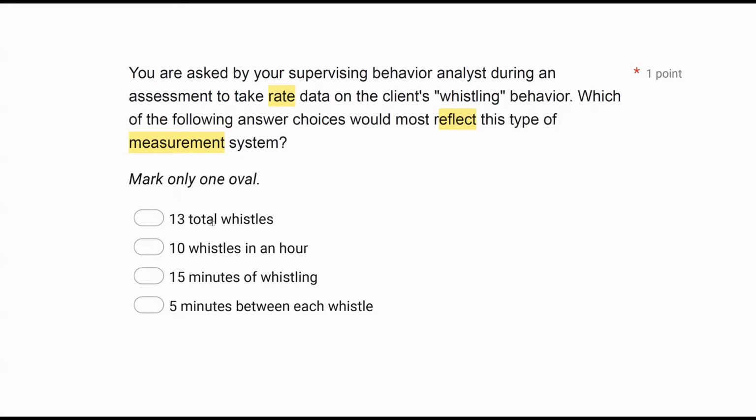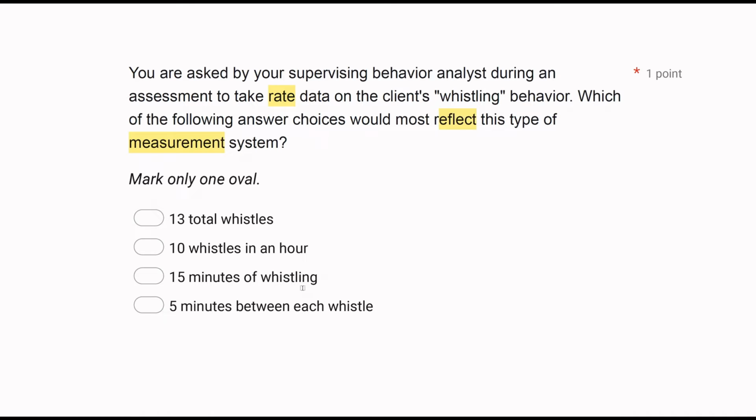So let's look at A, 13 total whistles. A would give us our frequency, but without the time component, we don't have a rate measurement. So even though A does have frequency, we're missing time. What about B, 10 whistles in an hour? We have 10 whistles, which is our frequency, and then we have our time component. So we know our rate is 10 whistles per hour. Again, rate is simply frequency over time.